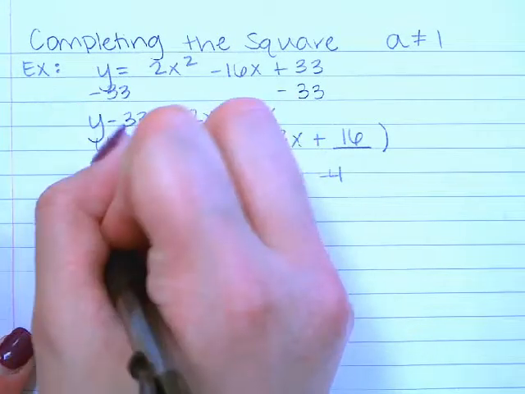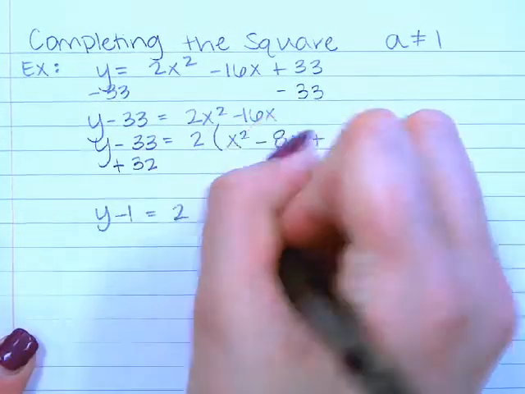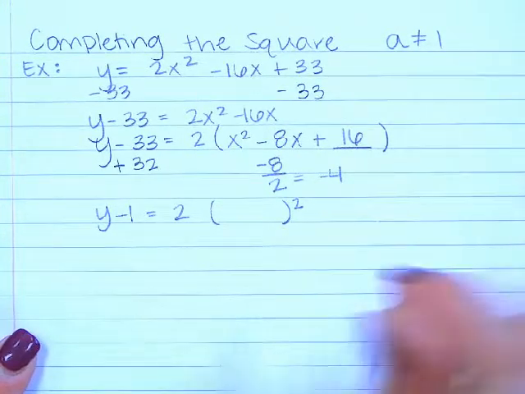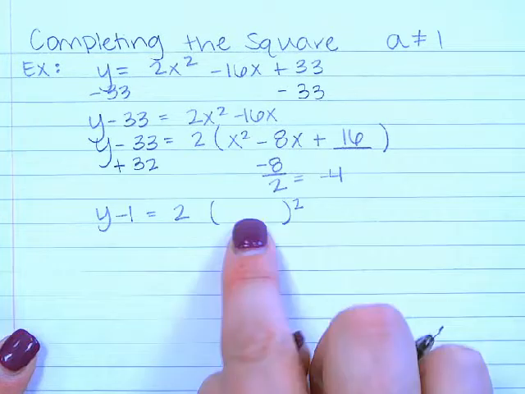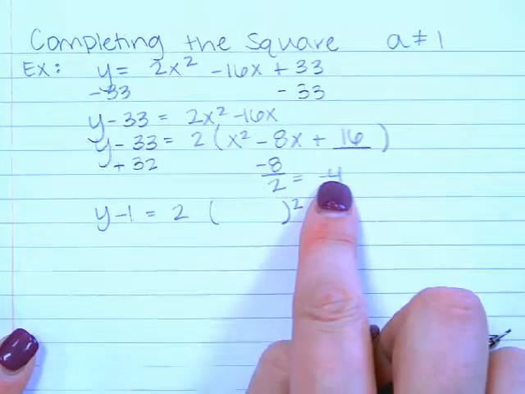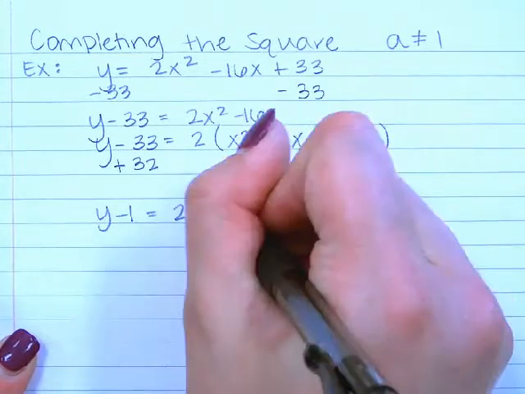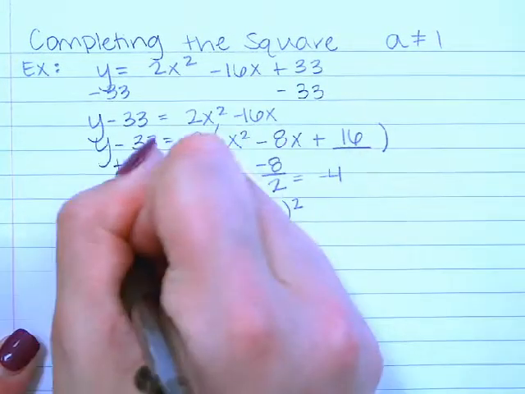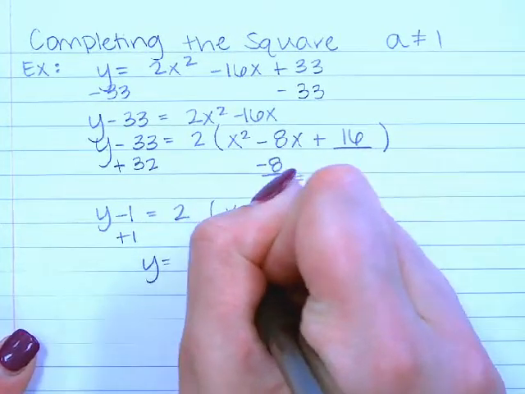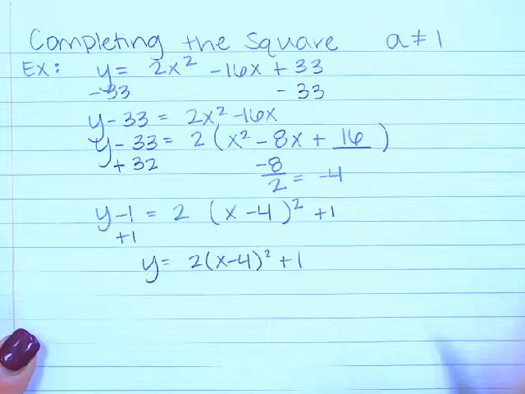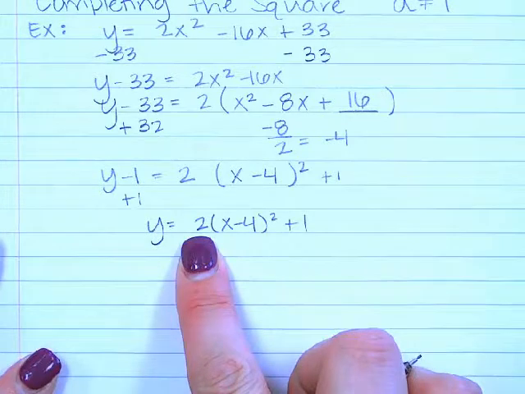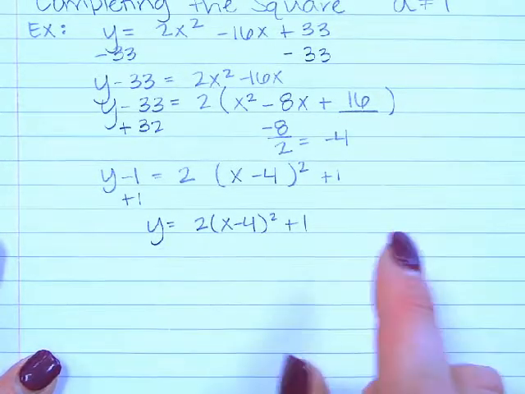So now I have y minus 1 equals 2 times something squared. And if you remember, to get this into that completed square form, it would just be x minus 4. It's whatever the number is that you got when you divided by 2. And then we can go ahead and get that y all by itself. So again, we're in vertex form, but now this time we have a stretch of 2 as one of our extra transformations.